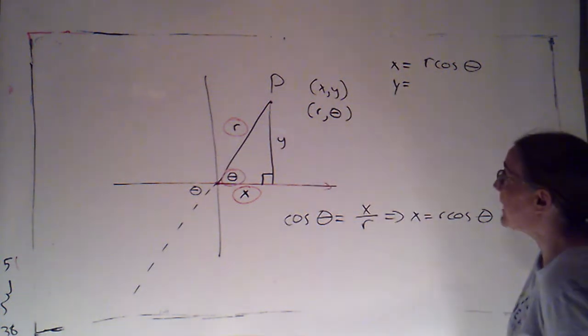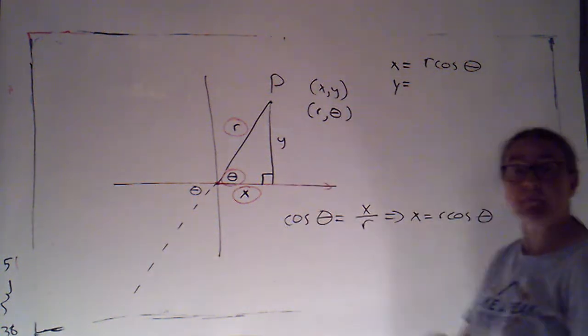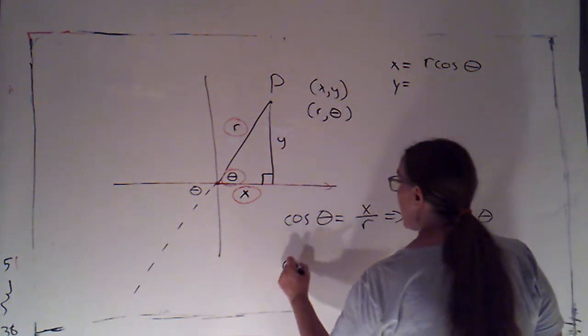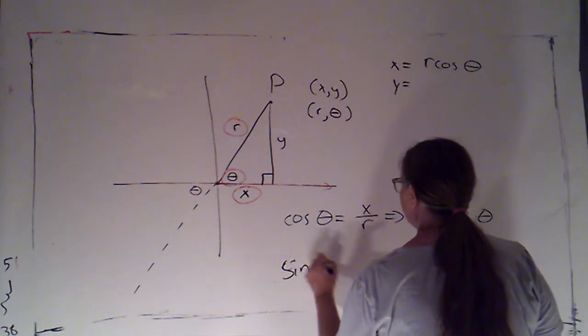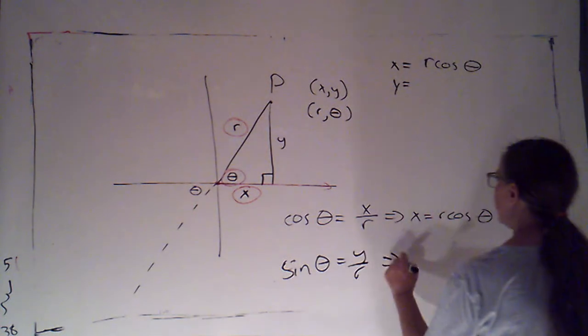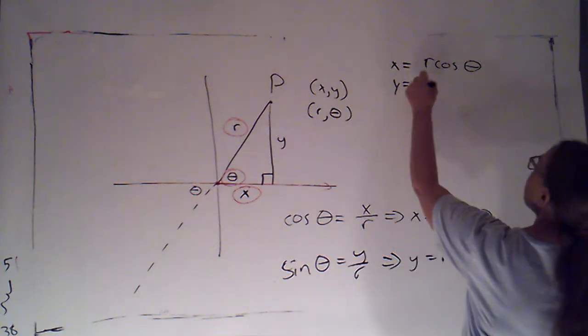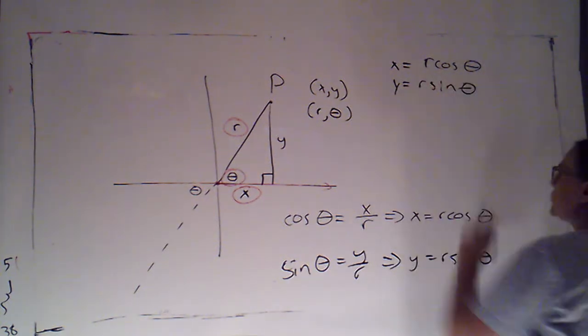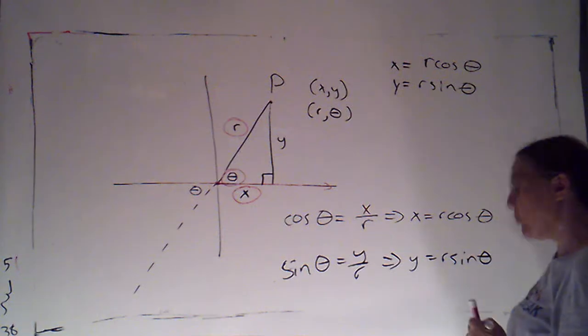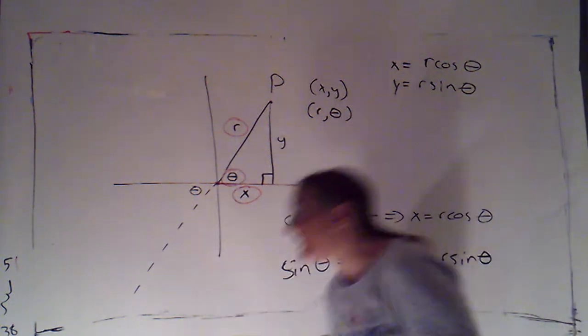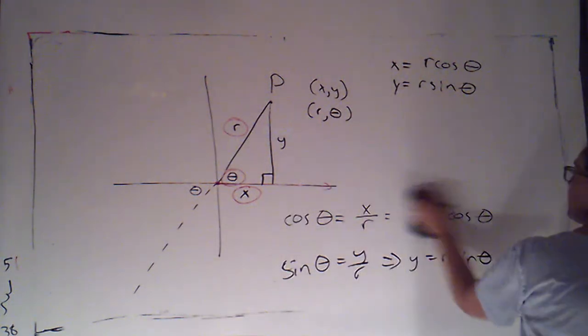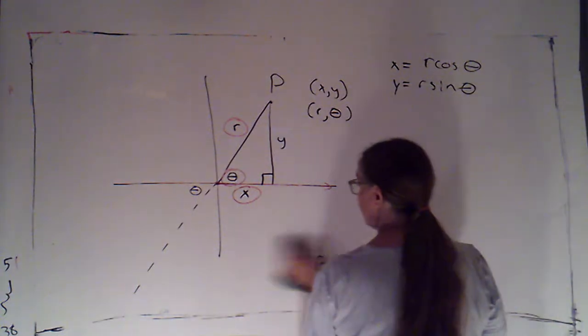Okay, let's do it for y now. Y is the opposite side. So sine of theta is y over r, and that means that y is r sine theta. And again, it turns out that that always works regardless of where my point is and regardless of which pair of polar coordinates I choose to describe it.